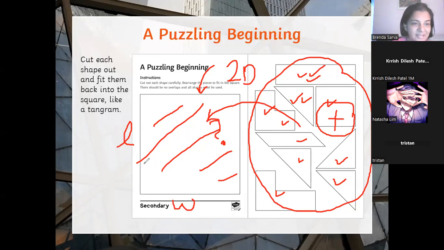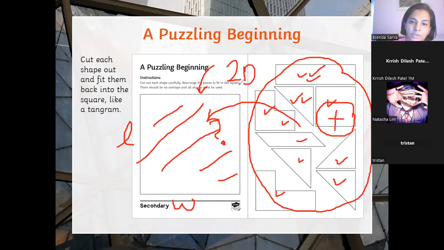Yes. Okay, Krish says yes. How about Tristan? What do you think? If I added all these little areas, I don't know. How about Natasha? It's okay. Never mind. Actually, I don't know.